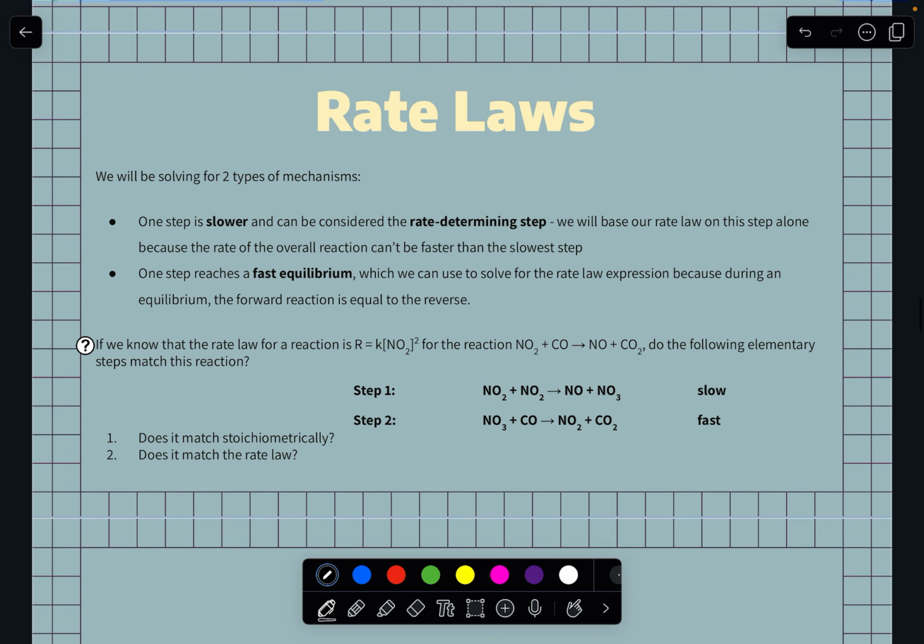Okay, so let's go ahead and start talking about our rate laws and start solving for them. All right, so we have two types of mechanisms that we'll solve for. The first one is we have a slow step, and that slow step is our rate determining step. This one's really simple. The second one is we have that fast equilibrium. Okay, a fast equilibrium is a little more complicated, but a fast equilibrium means that we can solve for the rate law by using equilibrium expressions.